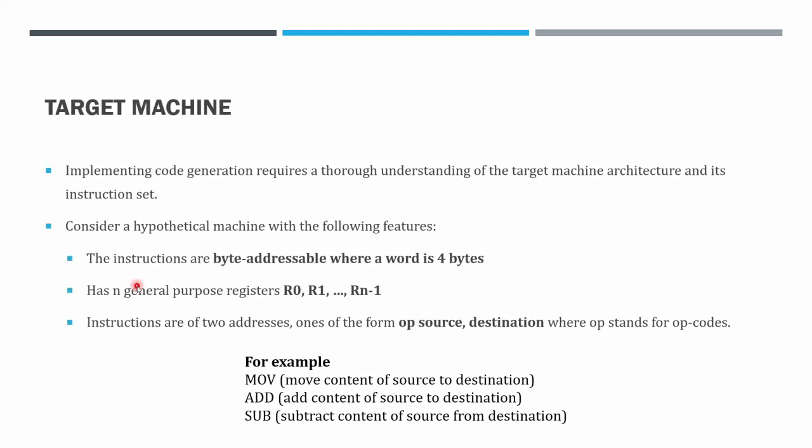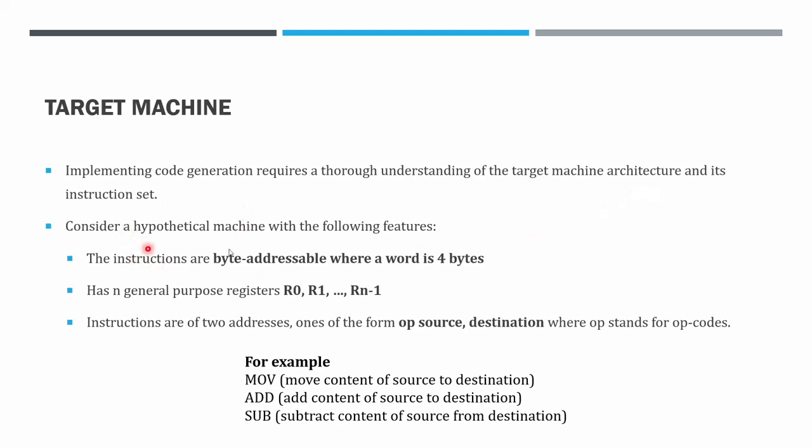So now, the target machine. This is a very important thing. The first one is the assembly level language. Whenever we choose instructions while writing assembly level language, we need to follow some features, or look into some features. Here, code generation requires a thorough understanding of the target machine architecture and its instruction set, which we have to write.